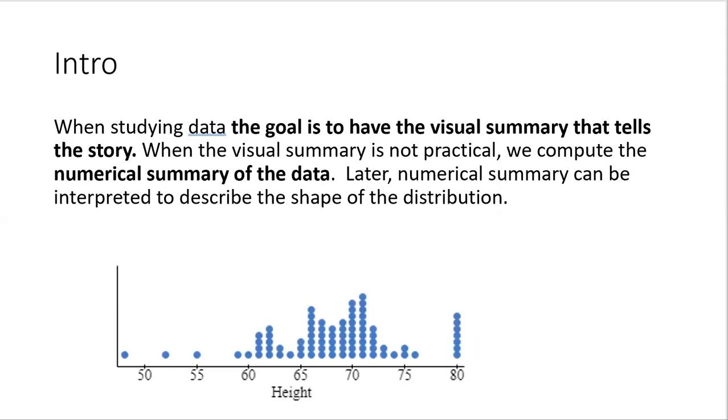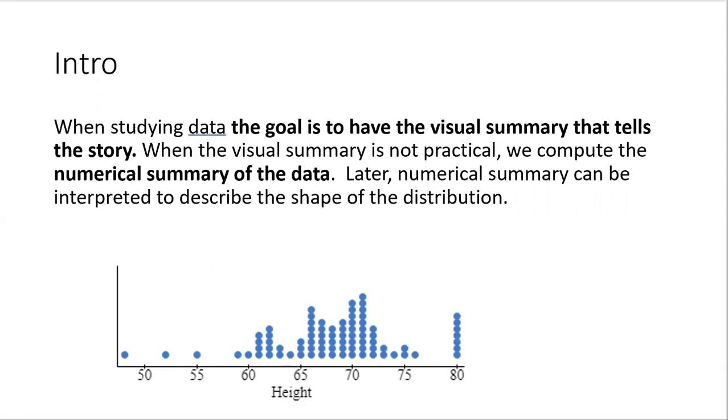So, when studying data, the goal is to have the visual summary that tells the story. So we want to take a look at what shape our data is, when presented visually. Is it normally distributed? Is it J-shaped? Is it skewed left or right?